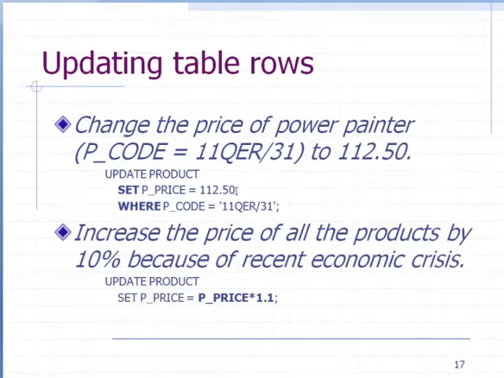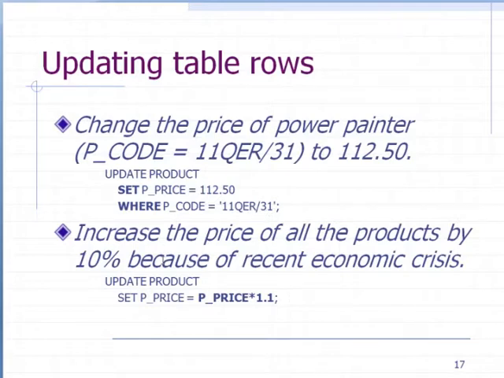Update the table name first, and then set, specify the column name and the value. Here the value is a numeric value, so you don't need an apostrophe or single quotation mark. And then we have some condition. So where, what's the condition? The P code, the product code is given as 11QER-31, but this is a character value, so we need to enclose this with apostrophes.